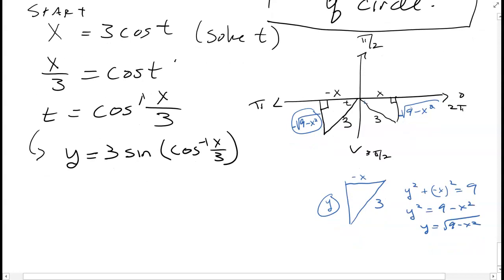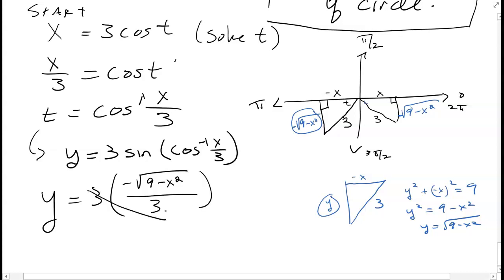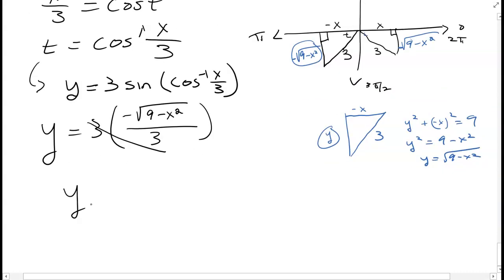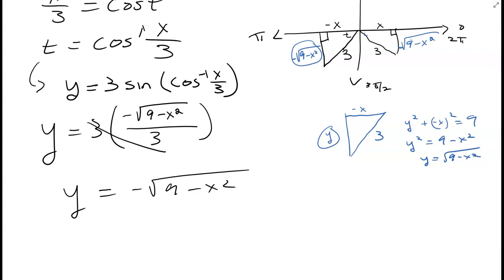So all of that, what does that give us? y equals 3. We determined the sine of t is now negative square root of 9 minus x squared over 3. 3's cancel. What do I have now? y equals negative square root of 9 minus x squared. Well, that doesn't really help me. Let's square both sides to get rid of that radical.